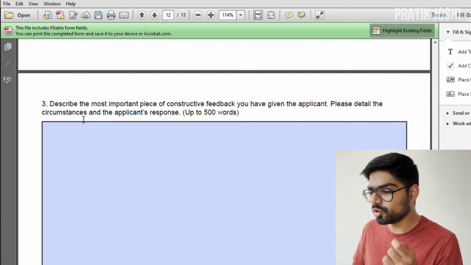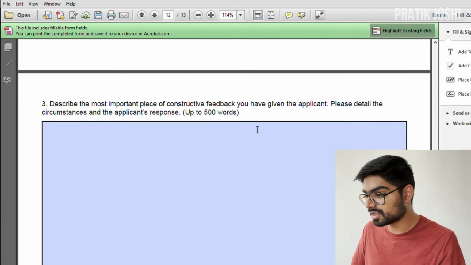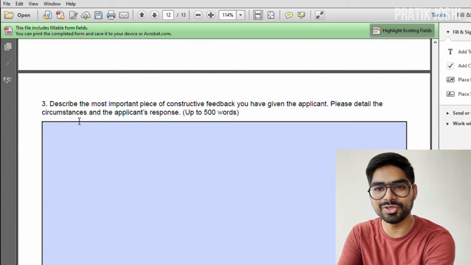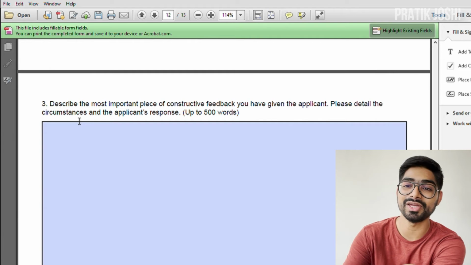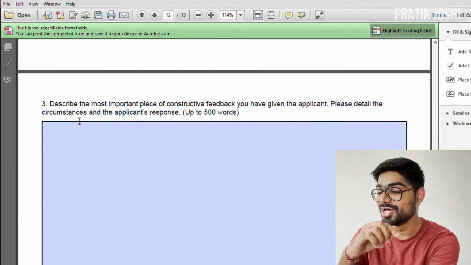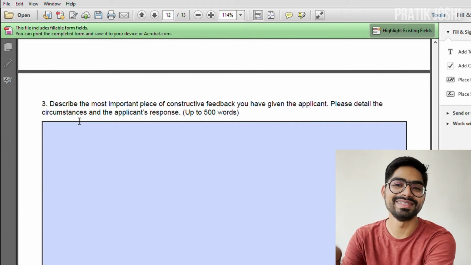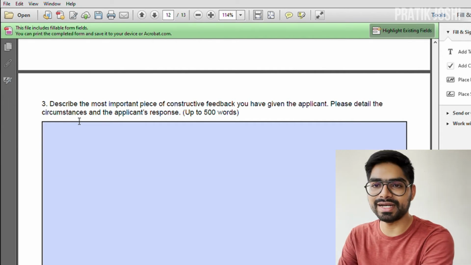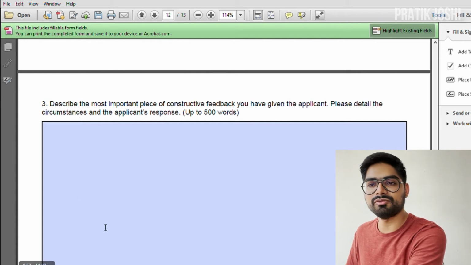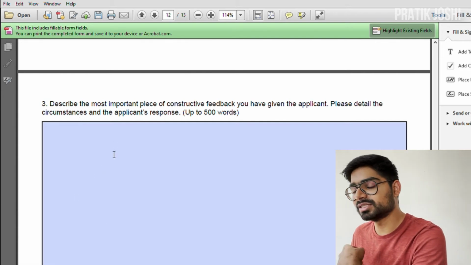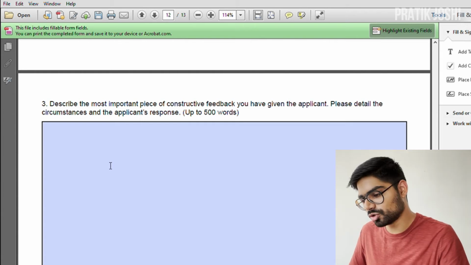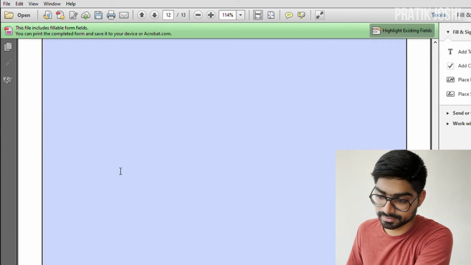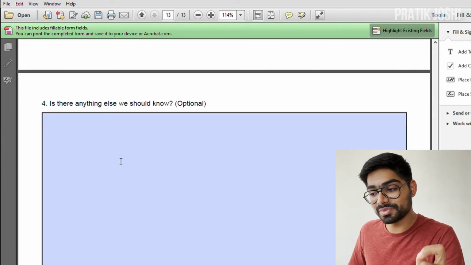The question says, describe the most important piece of constructive feedback you have given the applicant. Please detail the circumstance and the applicant's response. I'm pretty sure you and your recommender must have had a heated discussion regarding a topic or a particular project, customer, etc. This is where your recommender can take revenge. But if he's a sensible person, he will give a proper valid reason why the argument took place, what the positives from that argument were, what qualities about you he understood, and what both of you learned in that process. That is why I'm saying you need to select your recommender very, very carefully.